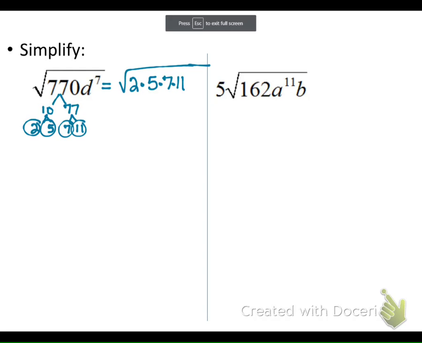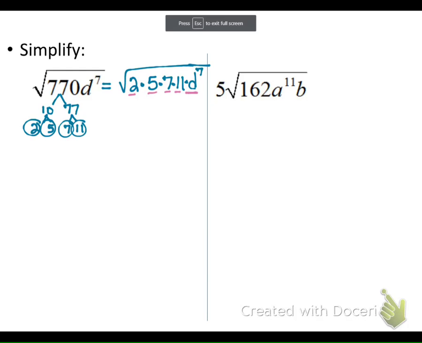Okay, now I also have to include my variable, which is d to the 7th. From here, I circle my factor pairs. Do I have any factor pairs? No. So there are no factor pairs to circle. So that means the 2, the 5, the 7, and the 11 are all going to be stuck inside of the square root. So then I go to my variable. The exponent, is it odd or even? Odd. Because it is odd, I'm going to have 1d that's going to be stuck on the inside.